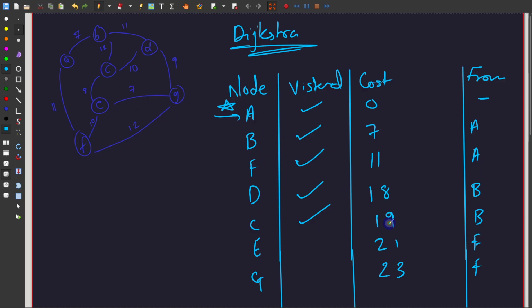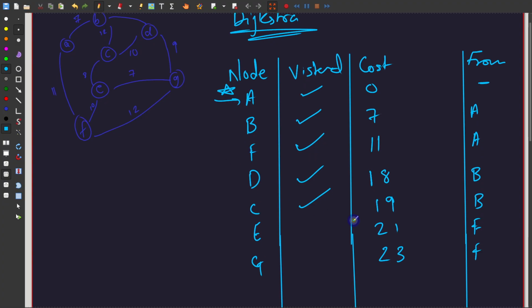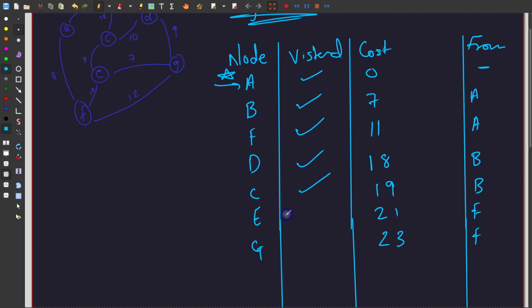So C costs 19, 19 plus 8 would be 27, right? But you can already reach E at 21, therefore we will completely ignore that as well. Now we finally are at E. E offers us a path to C at 8, but then again, 29 versus 19, clearly C already has a good path. We don't have to offer it anything at all, right? So that is basically what it is.